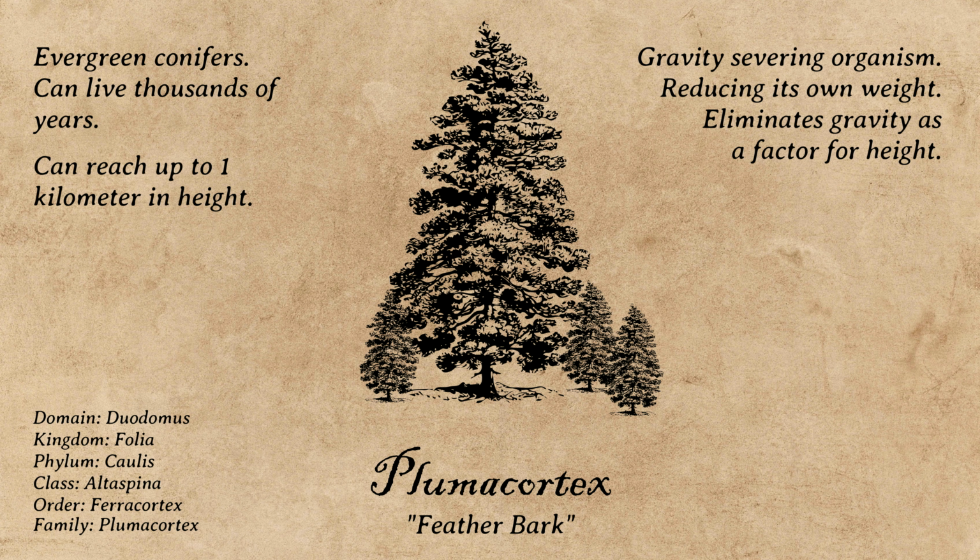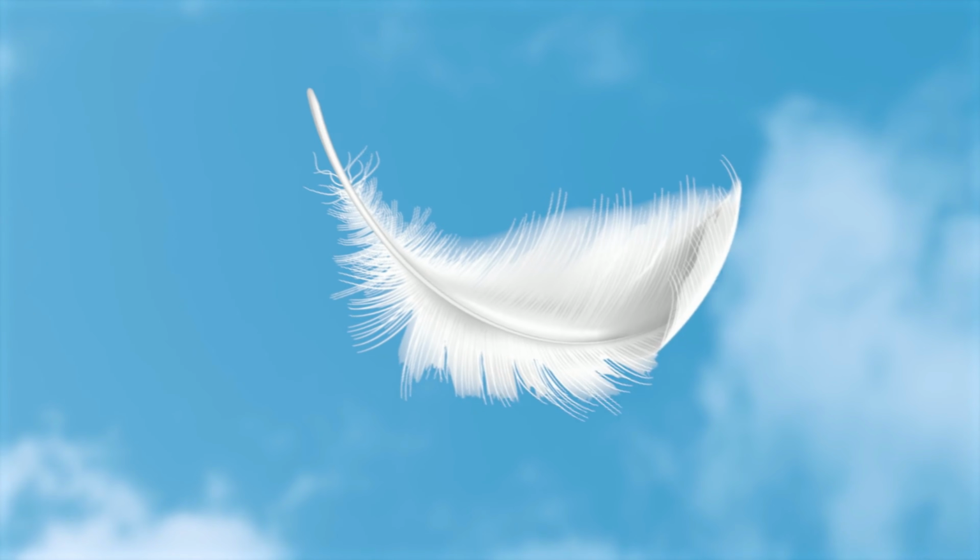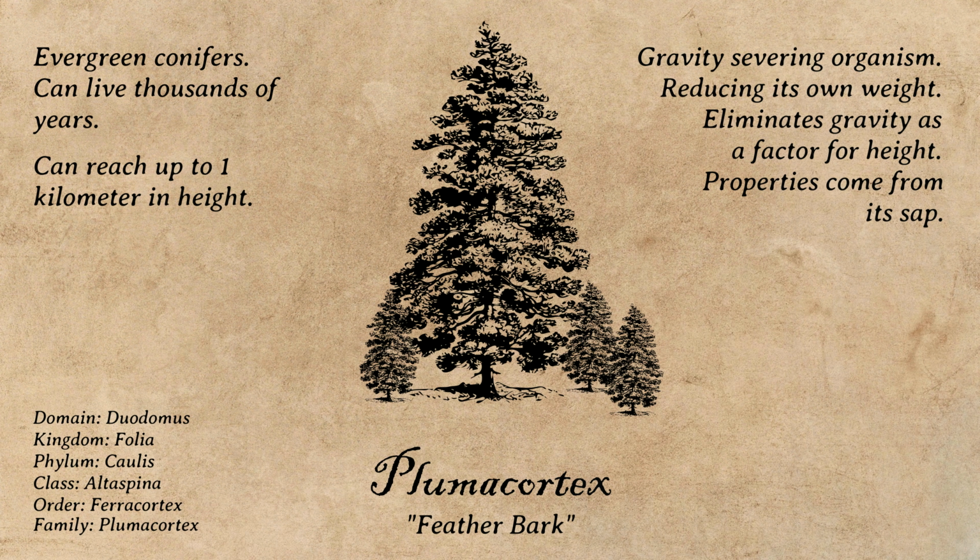The gravity-defying properties specifically come from the sap of Plumicortex, and creatures that ingest the sap are temporarily unbound by the force of gravity, floating until the effect begins to wear off. Of course, the trees themselves are equally as unbound by gravity, and remain tethered to the ground only by their roots. If these roots were to become unearthed, these giant trees would slowly float away, in what can only be described as one of the most comically destructive happenings on the planet.